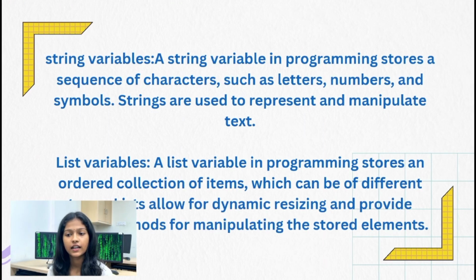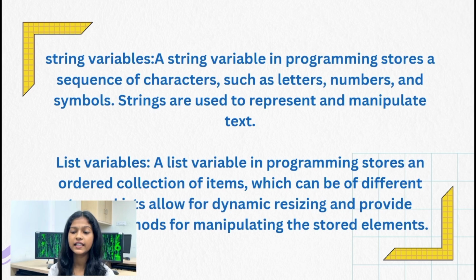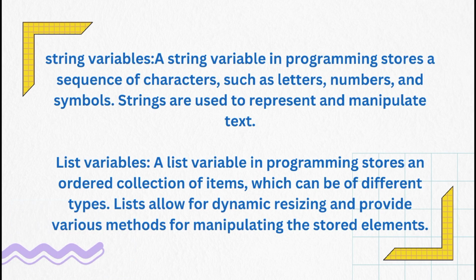String variables. A string variable in programming stores a sequence of characters such as letters, numbers, and symbols. Strings are used to represent and manipulate text. Let's see list variables. A list variable in programming stores an ordered collection of items which can be of different types. Lists allow for dynamic resizing and provide various methods of manipulating the stored elements.